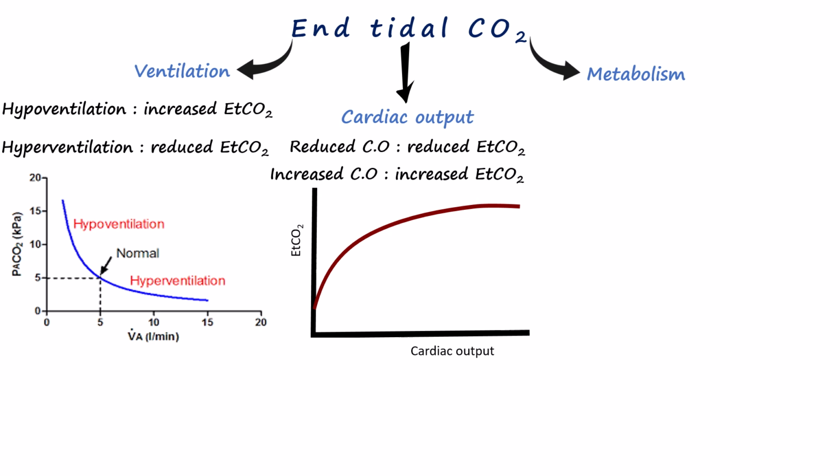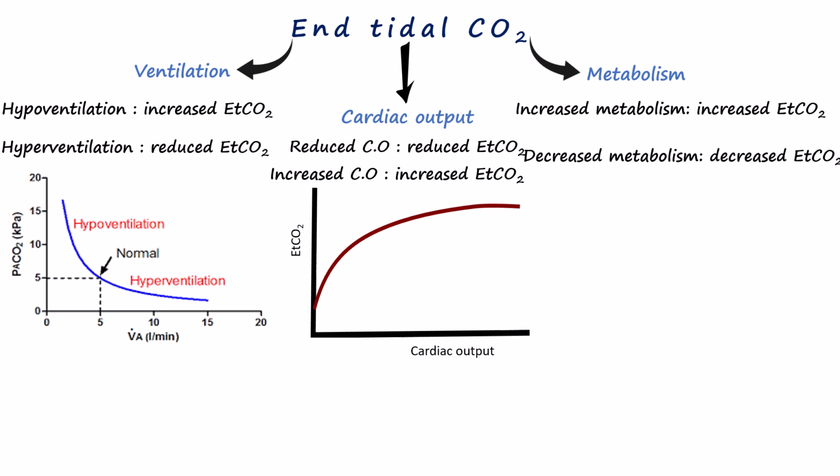Metabolism refers to production of CO2 at the cellular level. In conditions of increased metabolic activity such as fever, sepsis or shivering, more CO2 is generated, which can raise EtCO₂ level if ventilation and circulation are adequate. In contrast, conditions that suppress metabolism, like hypothermia, may lead to lower CO2 production and lower EtCO₂ values.